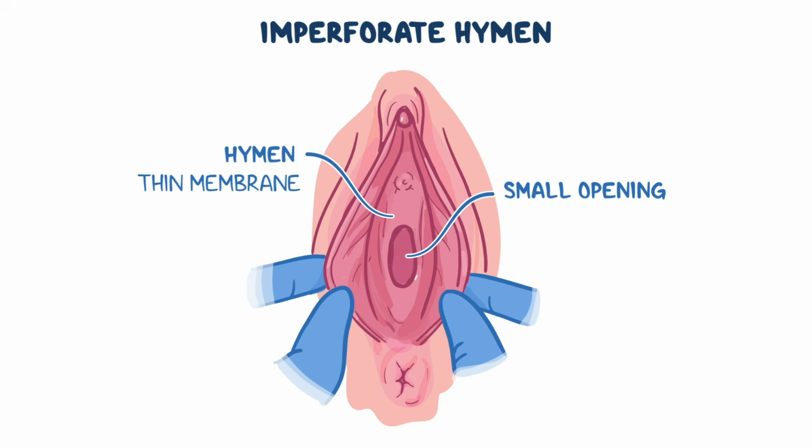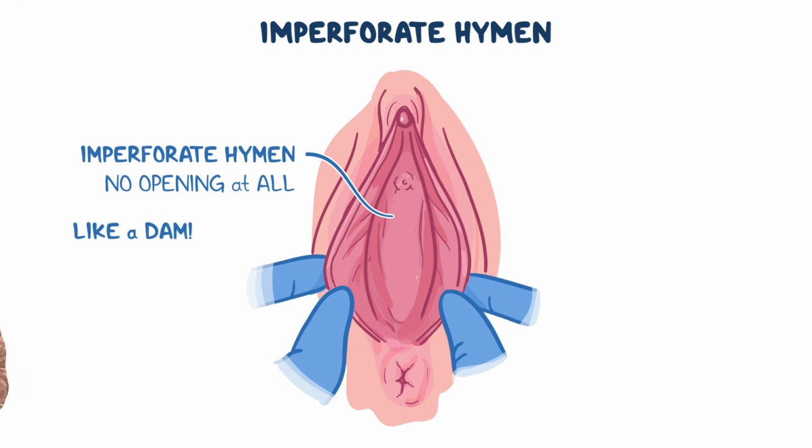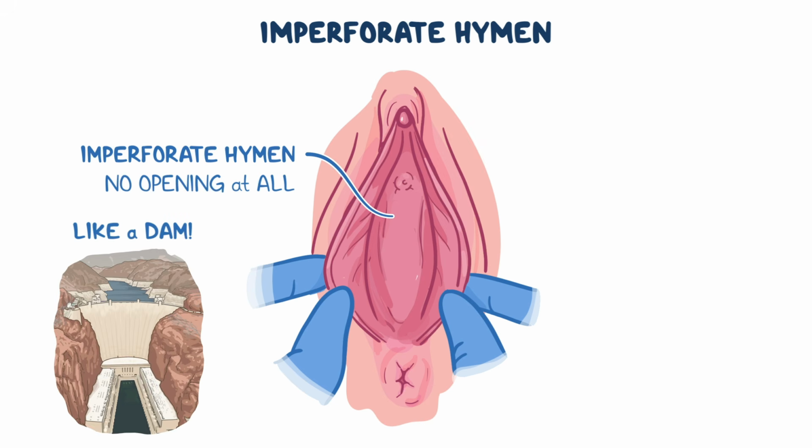When the uterus lining sheds, this hole enables menstrual blood to flow out of the vagina. In the imperforate hymen, there is no opening at all. Think of it as a dam blocking the river. No water can flow past it.